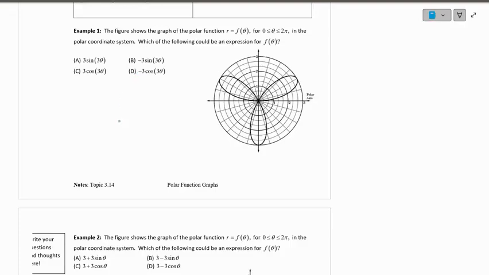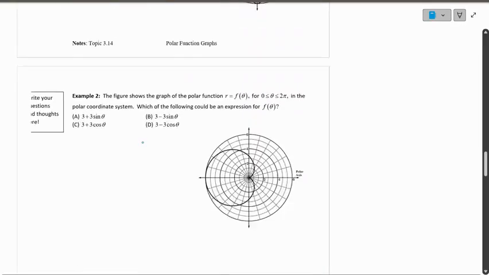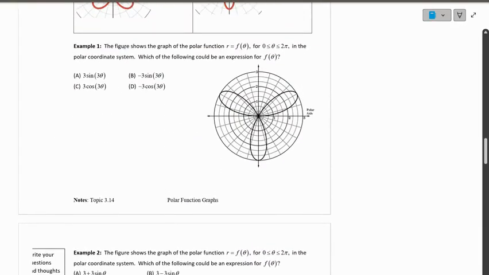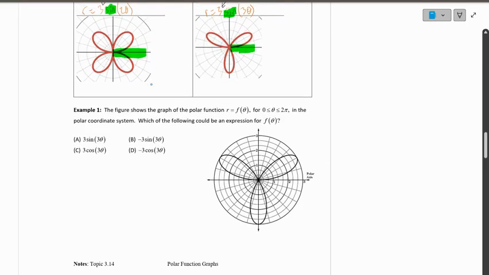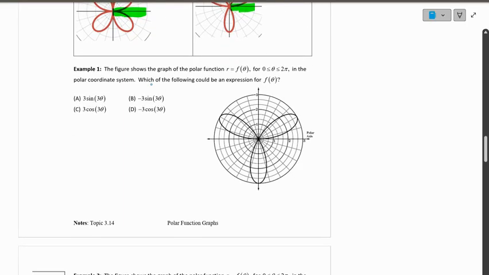Today we are looking at examples 1, 2, and 3. Hopefully you watched the previous video where I went through all the polar functions, and this video should be pretty short. So these are the kind of questions you will see on the multiple choice that deal with polar function graphs. They tell us here we have this function graphed on here, which of the following could be an expression for f of theta.